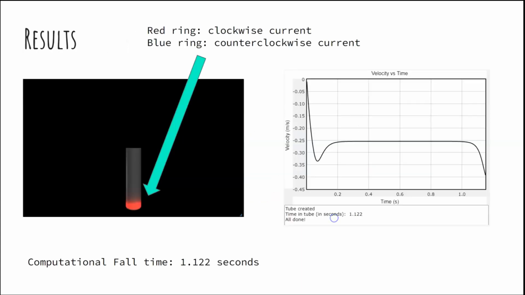Here on the left-hand side, you see that red ring. There's also a blue ring, which they both fell when this model was running, but I couldn't get it to show here. The red ring represents a clockwise current, while the blue ring represents a counterclockwise current. The computational model said that there would be a fall time of 1.122 seconds. These peaks and dips there are those currents changing.